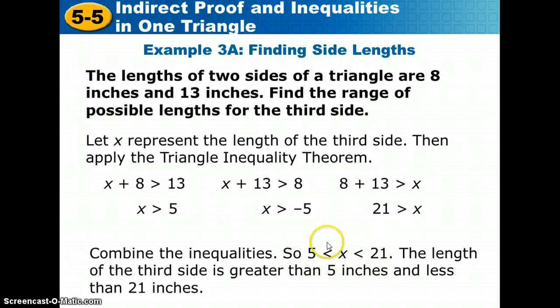This is how we write a range of possibilities. 5 is less than x, and x is less than 21. Or x is between 5 and 21. Notice that x cannot equal either of these. There's no underline beneath the inequality symbols.